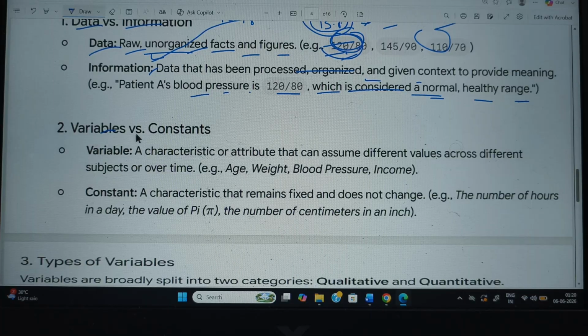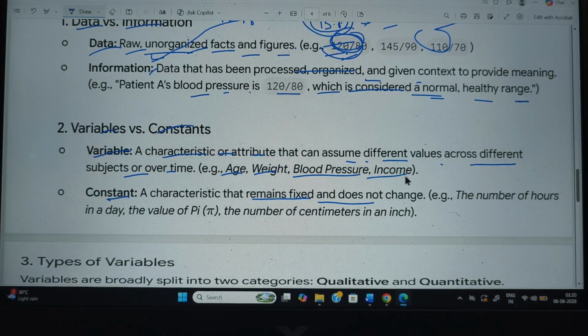Moving to variables and constants. As the name suggests, a constant is something that remains fixed and does not change, and a variable is a characteristic or attribute that usually changes, assuming different values across different subjects over time. It might be age, weight, blood pressure, income. In a set of population, like 20 to 30 age, 30 to 40 age, this is what a variable means.